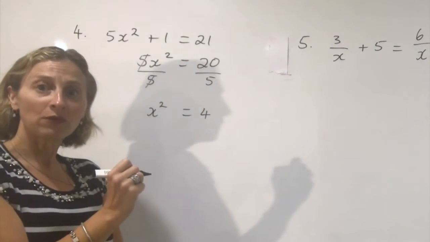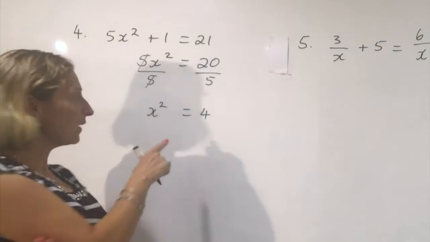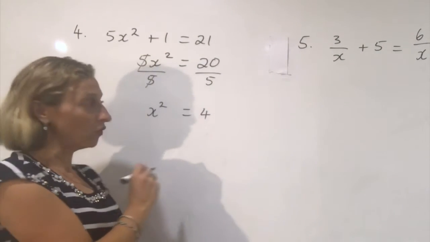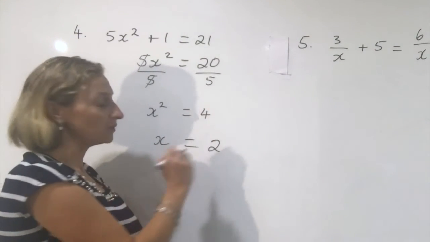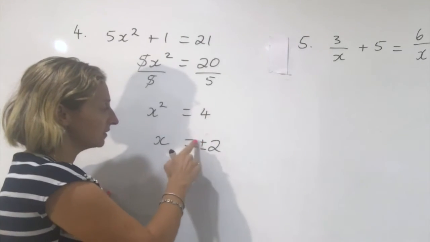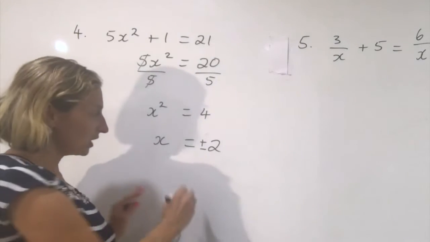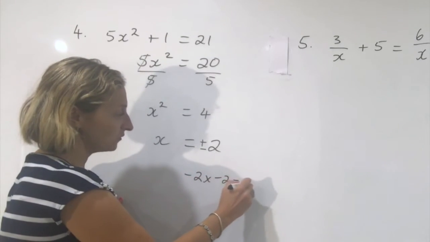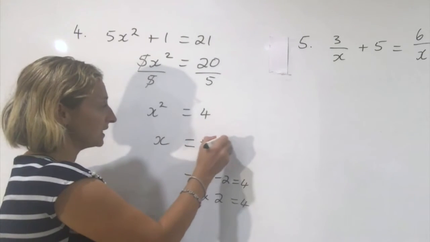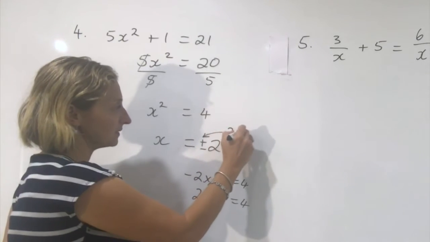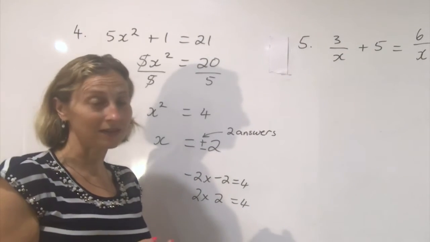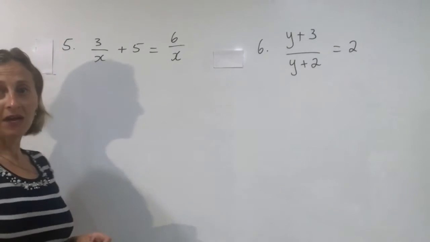And then you need to square root both sides, or if it's an easy one like this, you need to think of 2 numbers that multiply together to give you 4. Hopefully everybody can tell me 2. Don't forget though, don't be tricked. It can be plus or minus 2, because minus 2 times minus 2 equals 4 as well, just like 2 times 2 equals 4. So there's 2 answers here. Whenever you have an x squared, you always end up with 2 answers. Don't forget that.